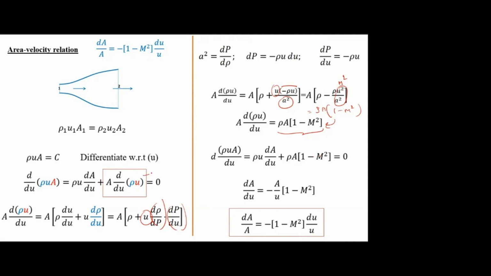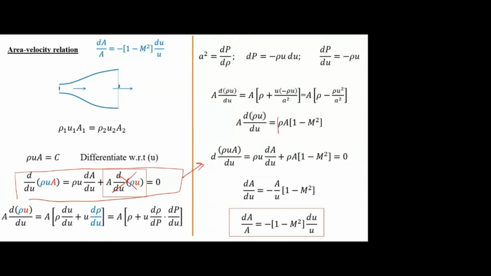Yes. Only this term we are writing like this. Now we can substitute this here in this equation: d by du of rho u A is equal to rho u dA by u, plus this one, straight away they are taking instead of this term. Then you can divide this equation by rho, or you can take the rho outside to the right hand side and then rearrange. Finally you'll get this equation.